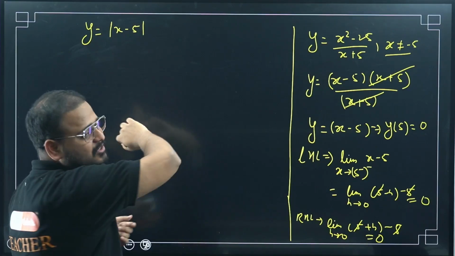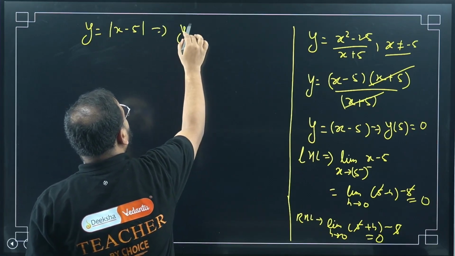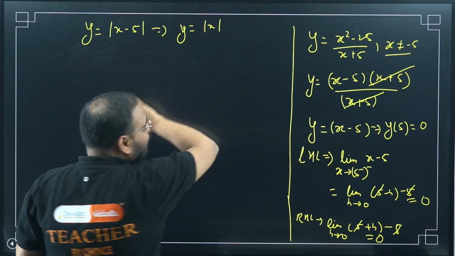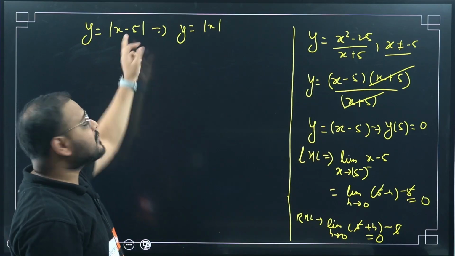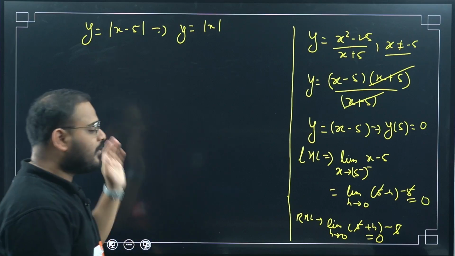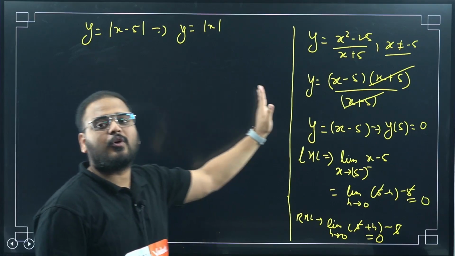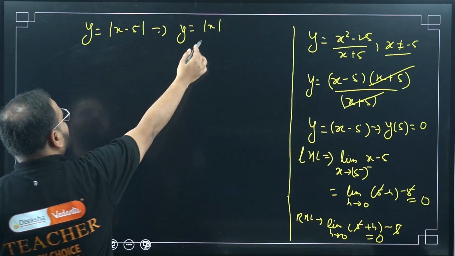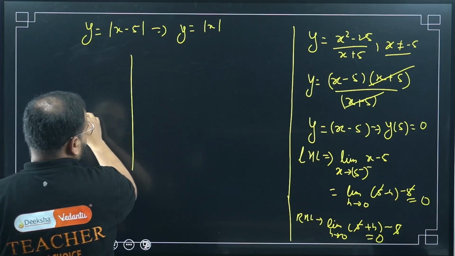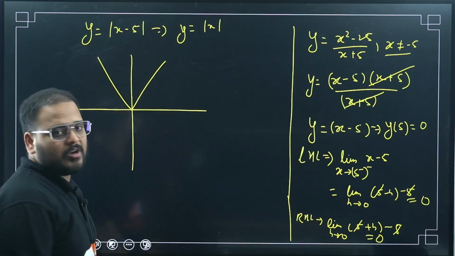I can get this function from y equals mod x and move the function towards right. Think about it. Minus 5 is what? Transformation. If I am transforming by minus 5 units, it means the graph of mod x moves towards right by 5 units. So first you will draw the graph of this. This is the mod x graph. Yes or no? Y equals mod x graph is this.